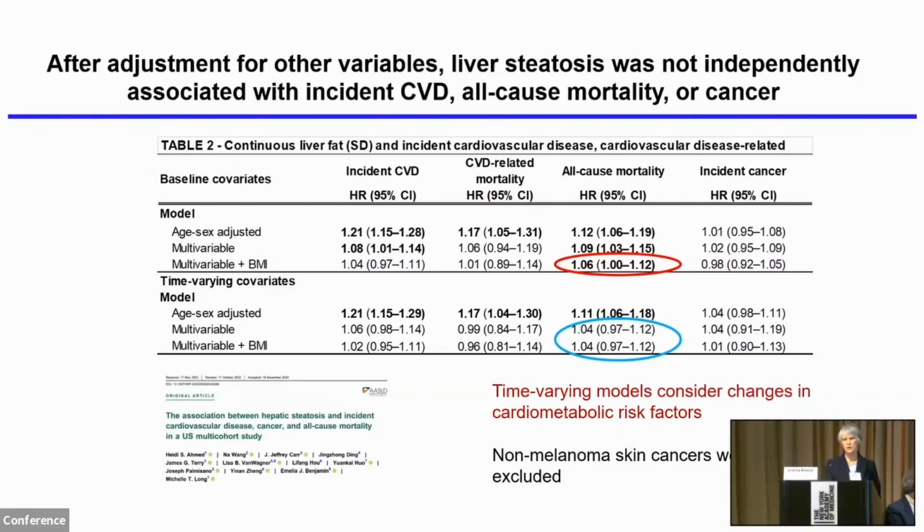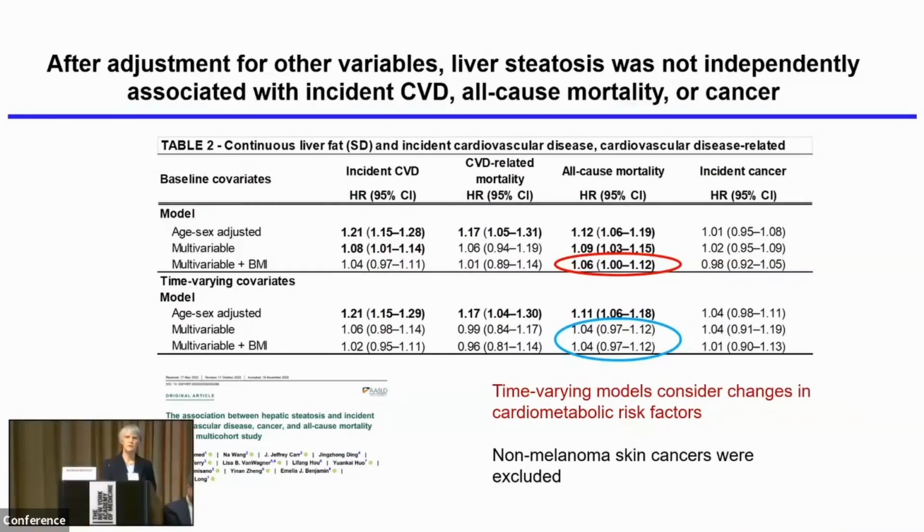So after adjustment for all other variables, however, liver steatosis in this very large study, which used time-varying models, was not shown to be independently associated with incident cardiovascular disease, all-cause mortality, or cancer. So I think it's important to recognize that liver steatosis is going to have utility in prediction of some types of disease, probably more than others, especially for type 2 diabetes.